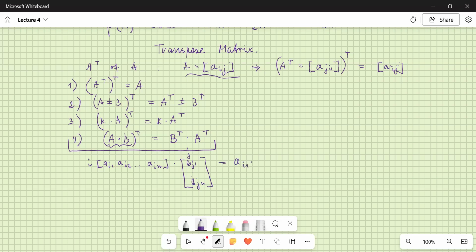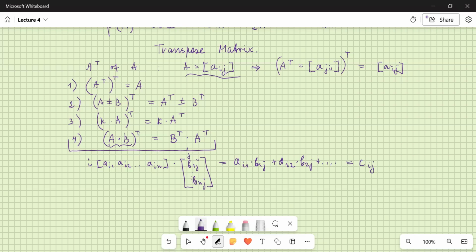A_i1 by B_1j. I put j first, I'm sorry, that was not good. B_1j, and A_i2 multiplied by B_2j, and all these elements, right? It's going to produce element C_ij.